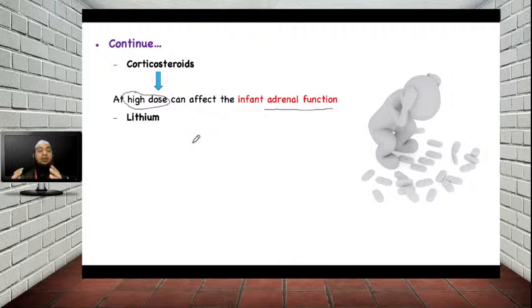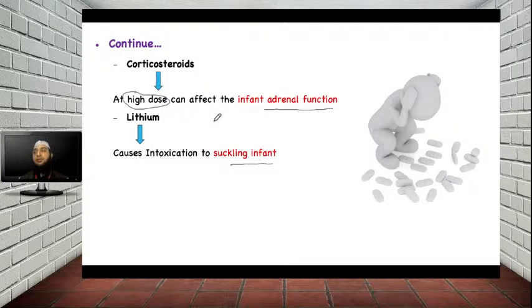But remember that lithium, if it is given to the mother, will go into the milk and it may cause intoxication to the suckling infant, because lithium is already a drug with a very narrow therapeutic index. What it means, it has a high risk of producing toxic effect. So if the drug is given with a high risk of producing toxic effect, then that drug is obviously going to produce toxic effect in the child as well.